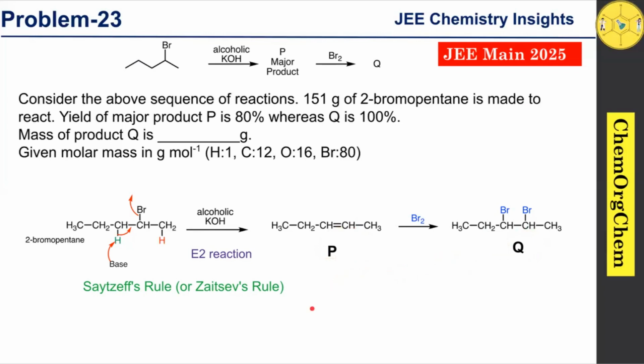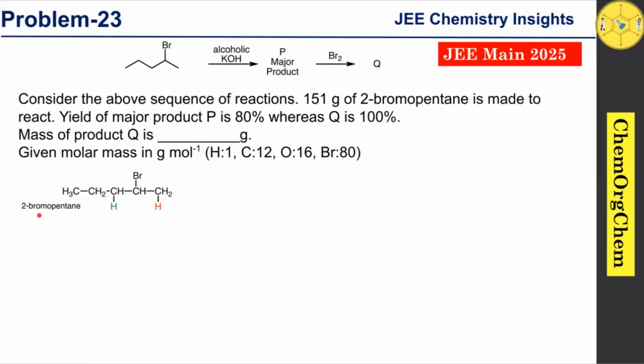Our next step is to find how many moles of 2-bromopentane are involved in this reaction. For that, first we need to calculate the molar mass of 2-bromopentane, since they gave 151 gram of 2-bromopentane involved in this reaction. In order to calculate the molar mass, first we need to calculate how many carbon atoms are present in this molecule. Therefore, 5 carbon atoms are present in this molecule, along with 11 hydrogen atoms and 1 bromine atom.